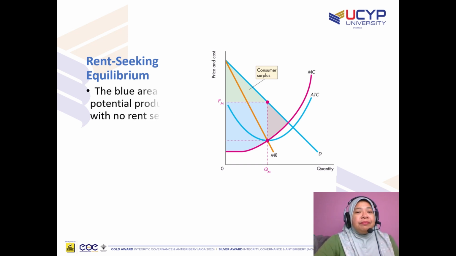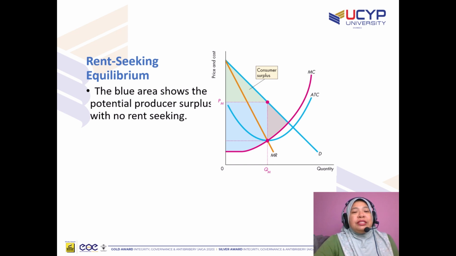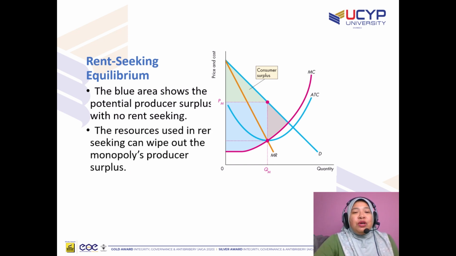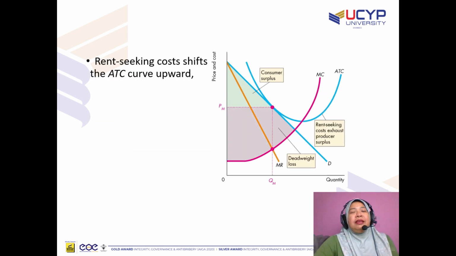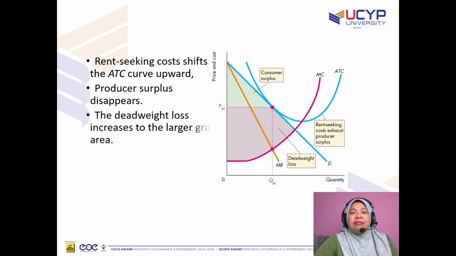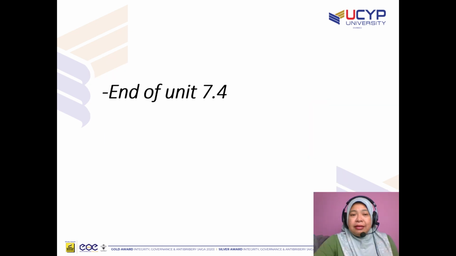Rent-seeking equilibrium. The blue area shows the potential producer surplus with no rent seeking. The resources used in rent seeking can wipe out the monopoly's producer surplus. Rent seeking cost shifts the ATC curve upward. Producer surplus disappears. The deadweight loss increases to the larger grey area.